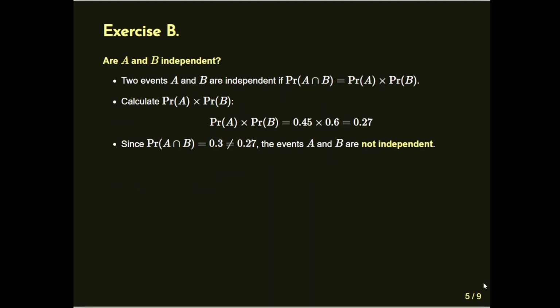Are A and B independent? Two events A and B are independent if the probability of A intersection B is equal to the probability of A times the probability of B. The probability of A times the probability of B is 0.45 times 0.6, and that is equal to 0.27. But we know that the probability of A intersection B from the last question is 0.3, and that is not equal to 0.27, so the events A and B are not independent. That's all we have to say. Not independent is enough of an answer there. Let's move on to the next question.